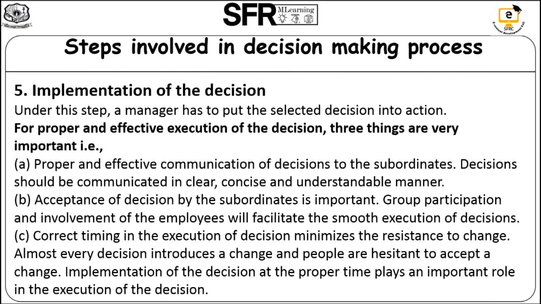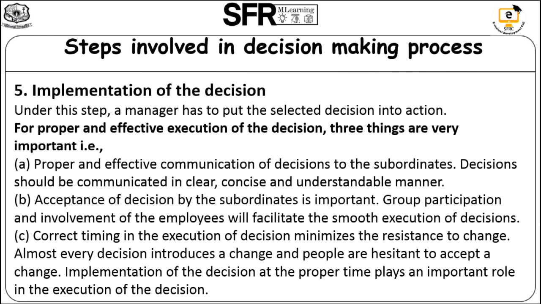The next step involved in decision making process is implementation of the decision. Under this step, a manager has to put the selected decision into action. For proper and effective execution of the decision, three things are very important. Number one, proper and effective communication of decisions to the subordinates. Decisions should be communicated in a clear, concise, and understandable manner.